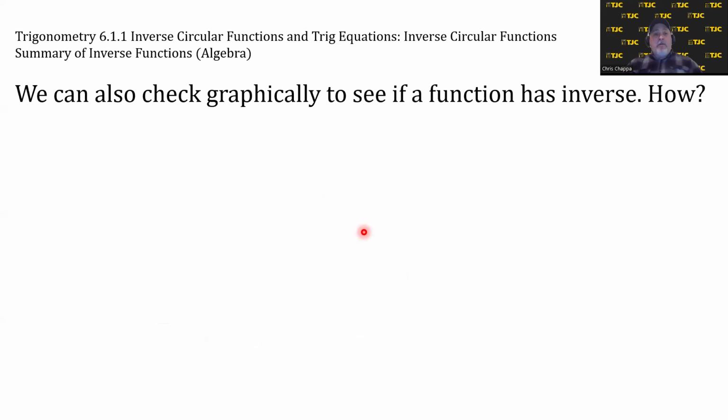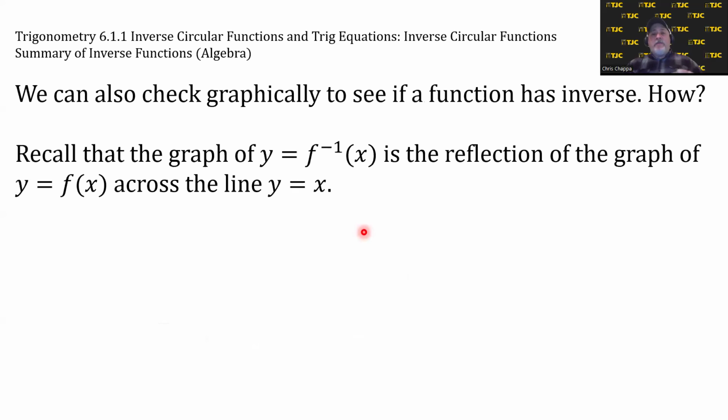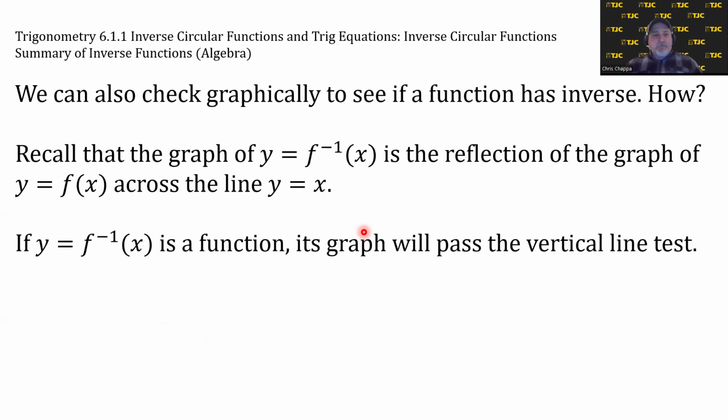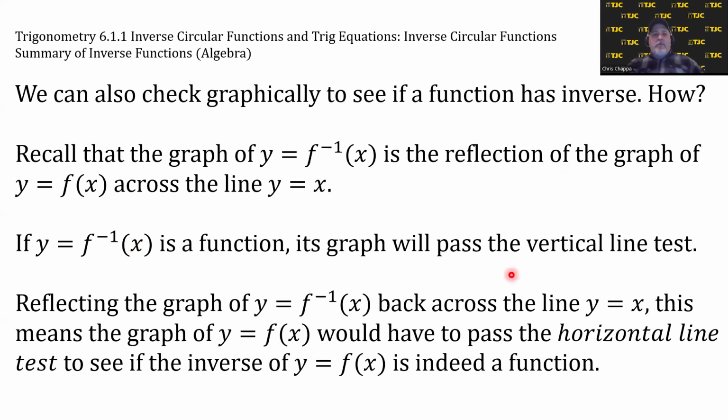How? Well, recall that the graph of an inverse is the reflection of the graph of the original function across the diagonal line y equals x. If the inverse is a function, its graph will pass the vertical line test. So imagine reflecting across the diagonal and hit it with the vertical line. But if we reflect the graph back across the line, then that means the original graph would have to pass the horizontal line test to see if the inverse of the function is indeed a function. I think a visual would help here.